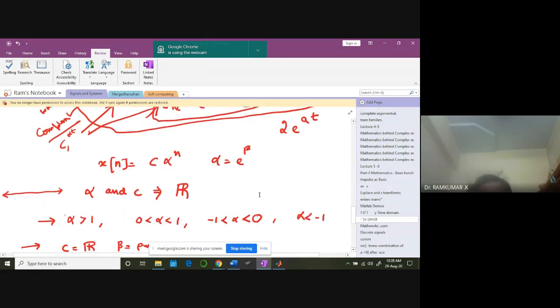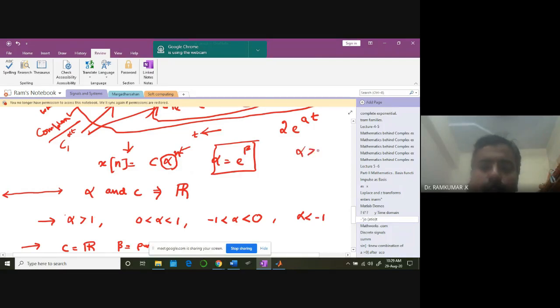Now, in the same manner, think of a discrete waveform like this. Instead of this, alpha is nothing but e power some beta, and time t is continuous, but here it is discrete n. Okay, so now we have 4 cases. Can you imagine the signals when alpha is greater than 1? What will happen to this waveform?